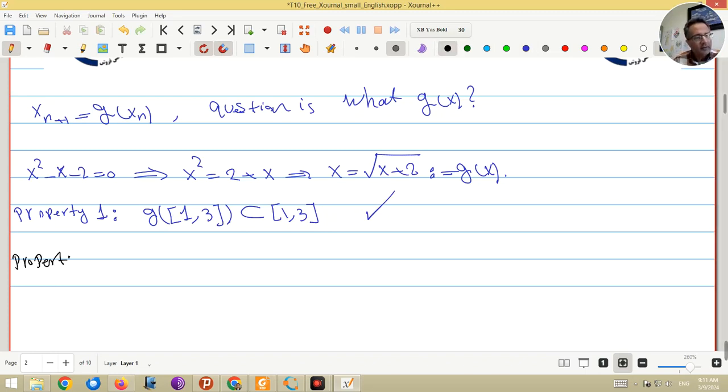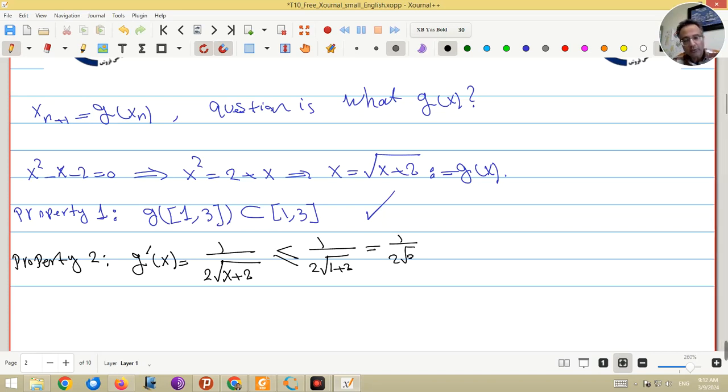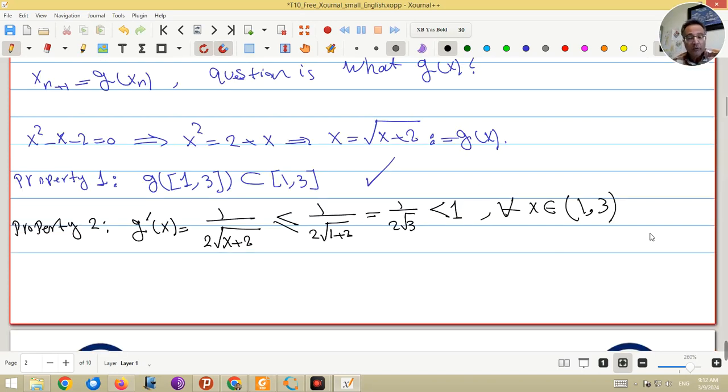But property number 2. Compute g prime of x. G prime of x is equal to 1 over 2 square root of x plus 2, and we know this is less than or equal to 1 over 2 square root of 1 plus 2. Okay, so this is 1 over 2 square root of 3. This is less than 1. This is true for all x between 1 and 3. Okay, so two properties have been satisfied.